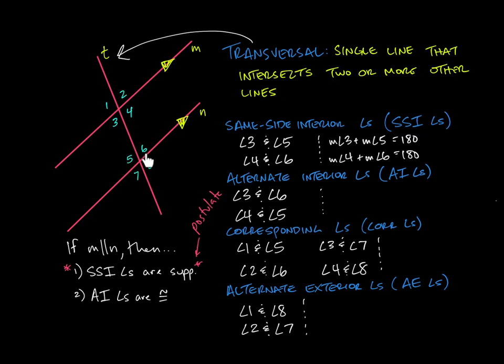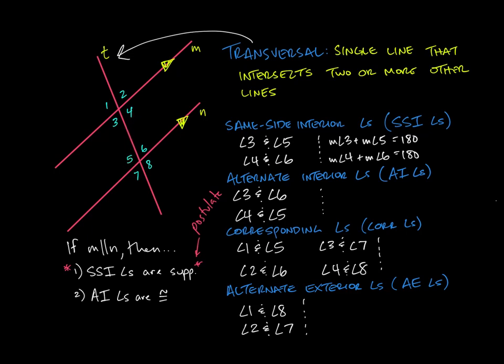angle 6. And we learned in topic 1 that when two angles are supplementary to the same angle, those angles have to be congruent, and they're alternate interior angles. So that's how we can prove that alternate interior angles must be congruent when the lines are parallel, because if the same side interior angles are supplementary, then the alternate interior angles will always end up being congruent based on that idea of what we call the congruent supplements theorem.